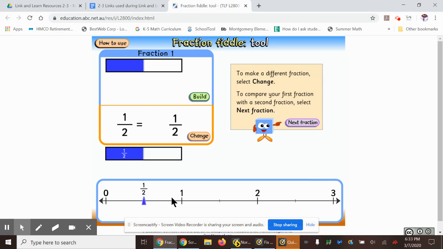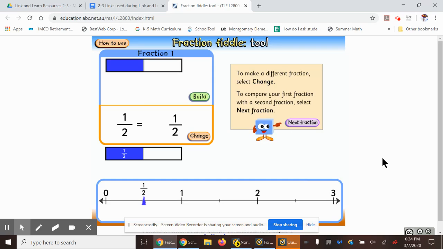From 0 to 1, that distance is one whole unit. And so the distance from 0 to 1/2 is when a half is represented on a number line. Combining it the way the Fraction Fiddle tool does, with that image of 1/2 above it and the one whole fraction bar above, ending above the 1 on the number line, I think that really helps students think about why that 1/2 is placed where it is on the number line.